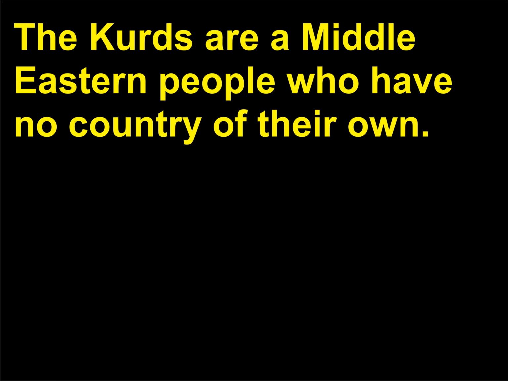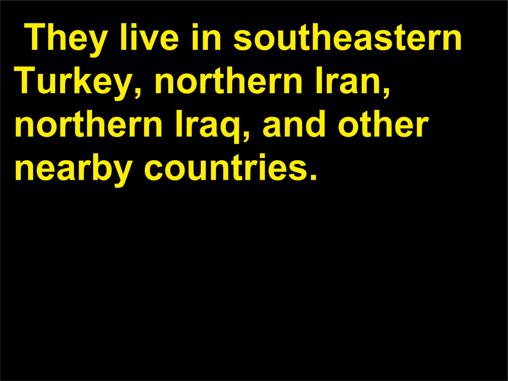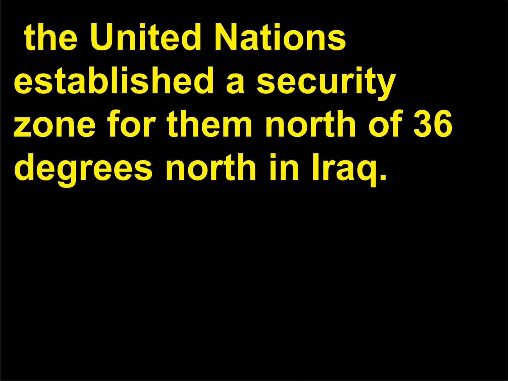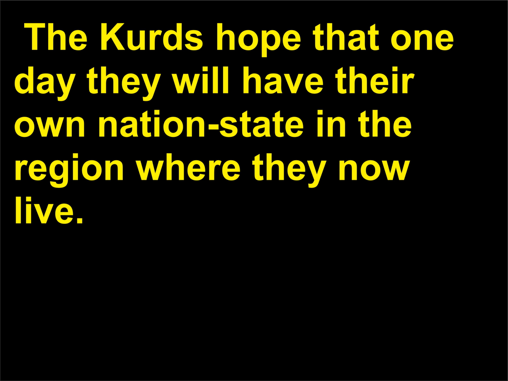Who are the Kurds? The Kurds are a Middle Eastern people who have no country of their own. They live in southeastern Turkey, northern Iran, northern Iraq, and other nearby countries. Since then the Kurds have been persecuted by Iraq. The United Nations established a security zone for them north of 36 degrees north in Iraq. The Kurds hope that one day they will have their own nation-state in the region where they now live.